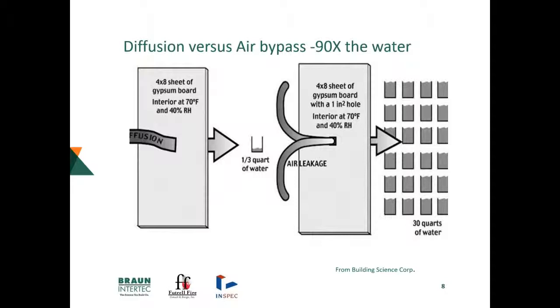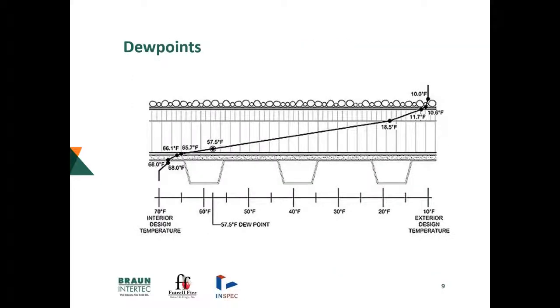As mentioned, the diffusion through a 4x8 sheet of gypsum board here releases about 1/3 of a quart of water per heating season out into an attic or wall system, whichever you want to look at. However, you punch a 1-inch square hole in that, and it produces 90 times that volume of water, or 30 quarts of water out in that capacity. And wood does not have a tendency to absorb that without causing damage.